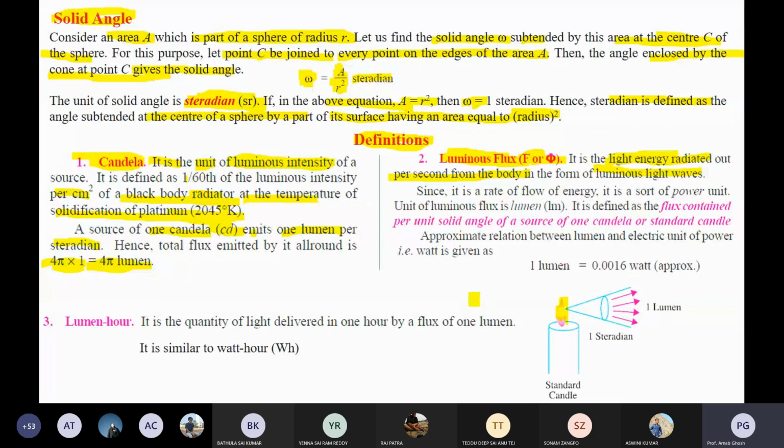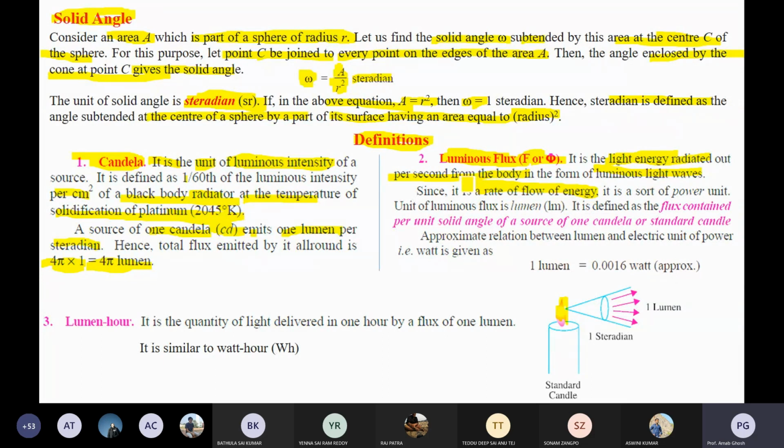Okay, it is the short of power unit. The unit of the luminous flux is lumen. So luminous flux, its unit is lumen. So what is the definition? Flux content per unit solid angle of the source of one candela or standard candle. It is called lumen. So lumen is defined as a flux content.